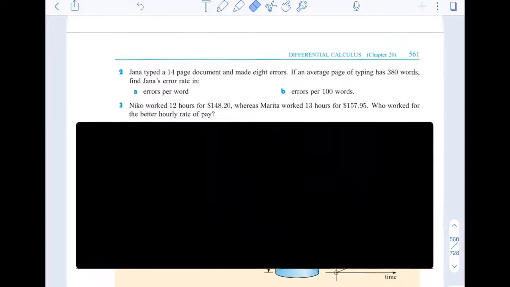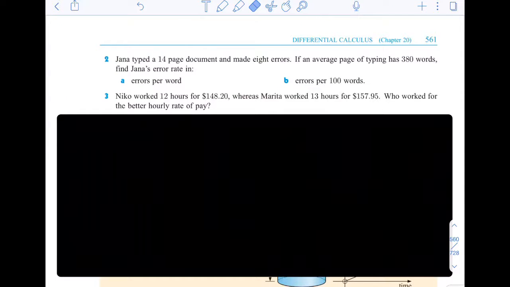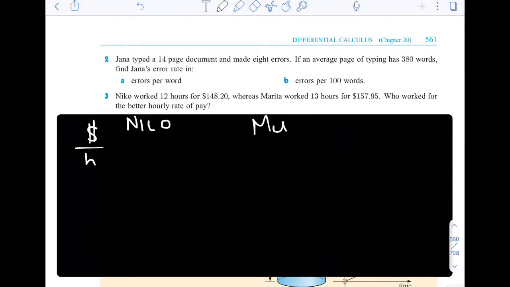Next one. Nico worked 12 hours for $148.20 for that week, whereas Marita worked 13 hours for $157.95. Who worked for a better rate of pay? So when we're dealing with rate of pay, we're going to compare dollars per hour. So on this side, we'll start with Nico, and over here we'll have Marita.